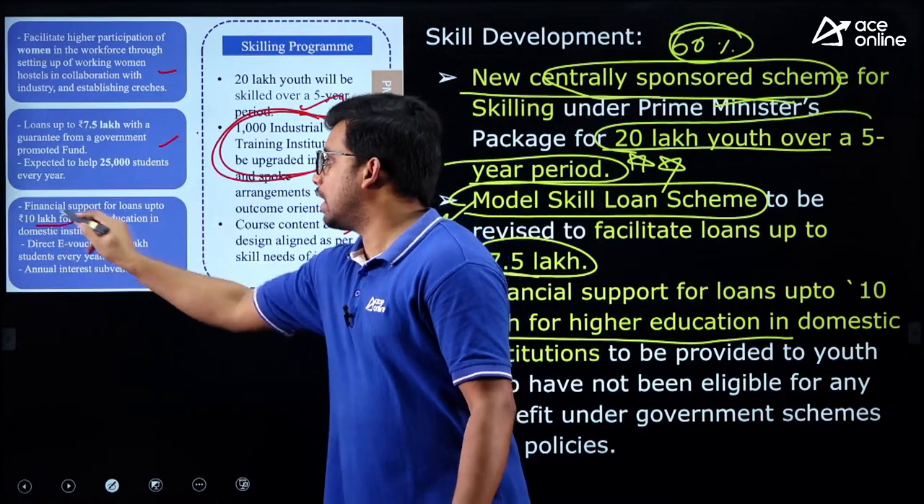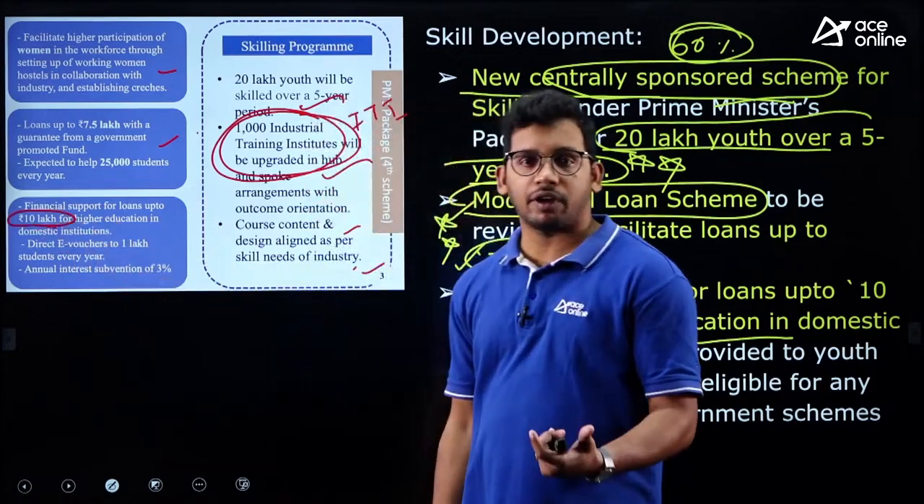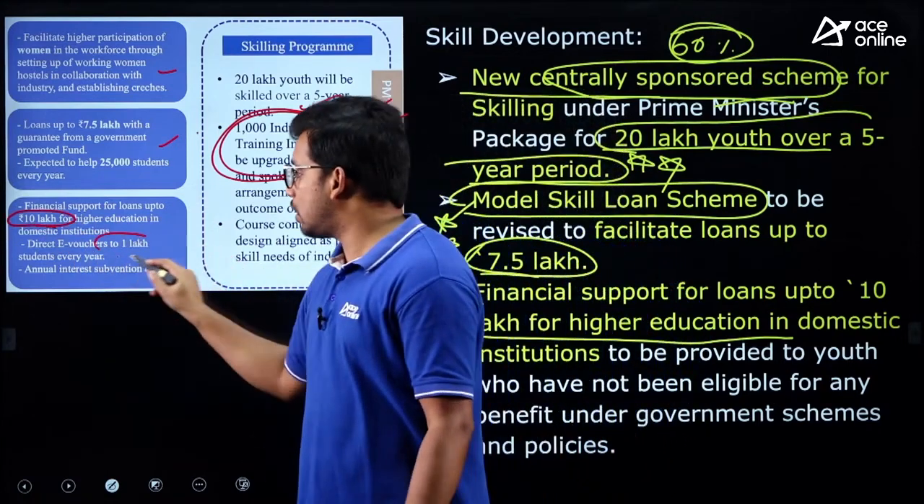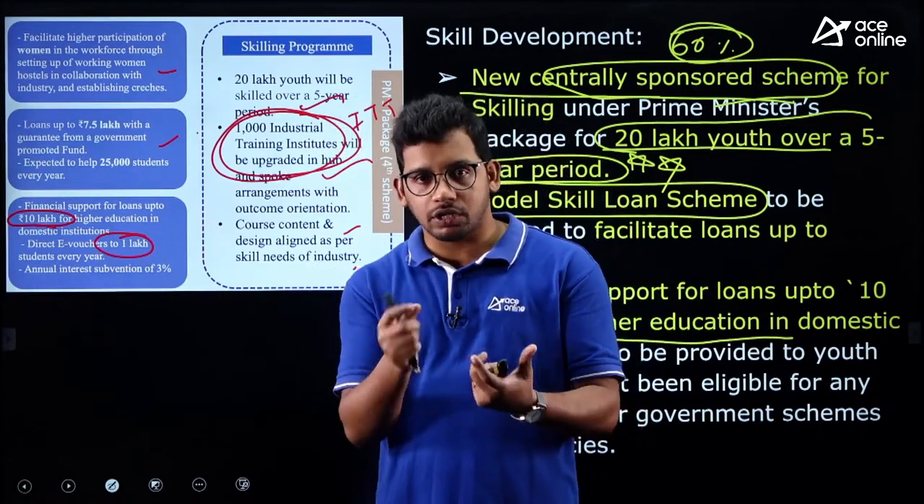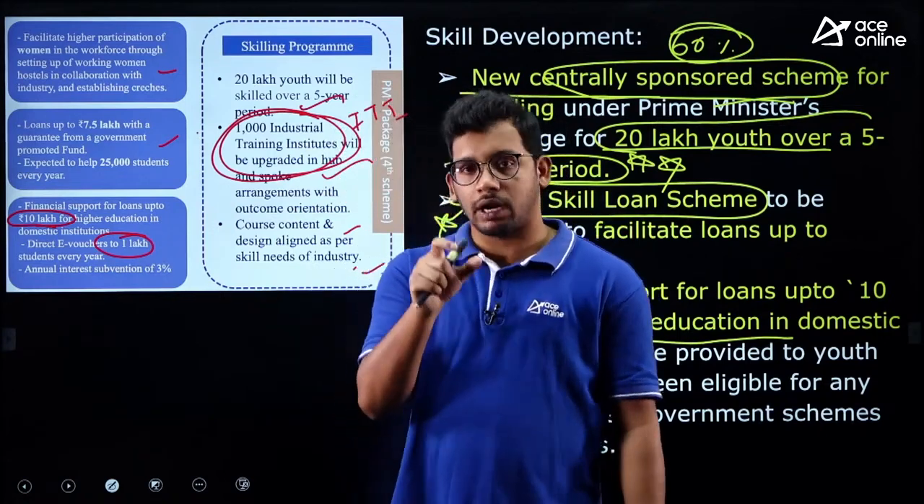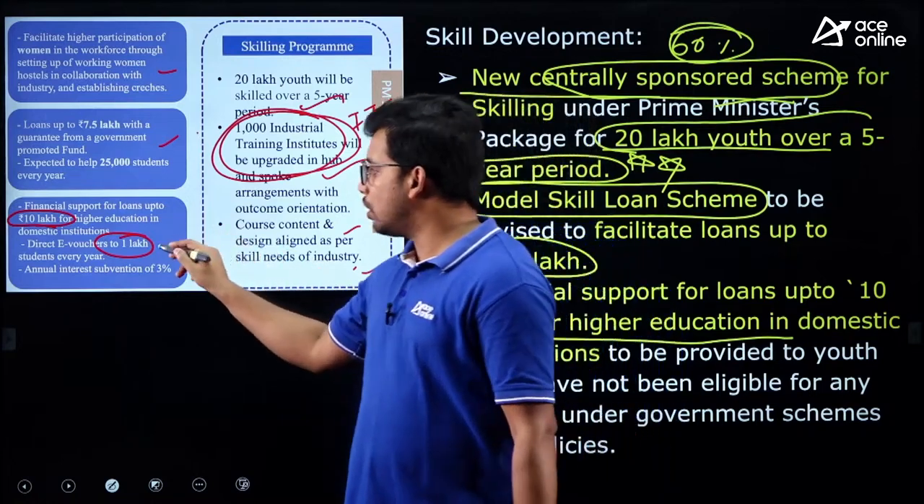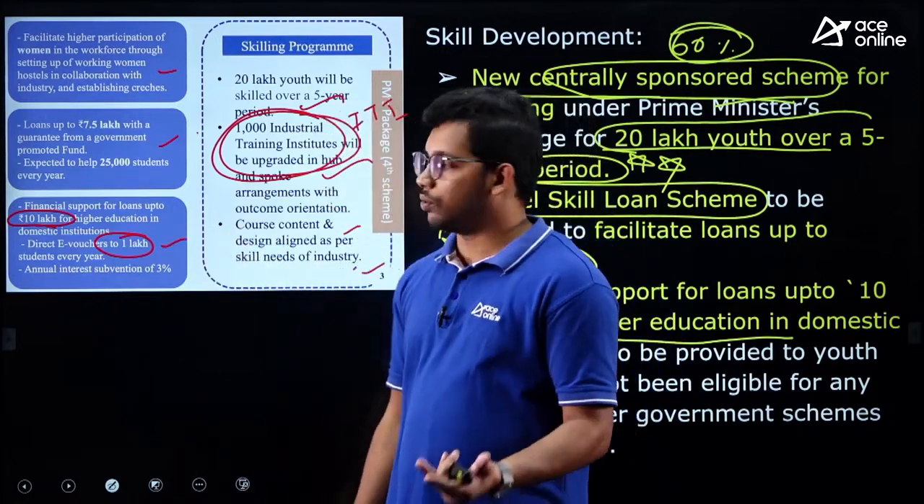So whatever 10 lakhs the government is giving for higher education, they are going to give directly through e-vouchers. E-vouchers means once you receive the voucher, you will get a code on your number. If you decode it, you will directly get your money into your account.